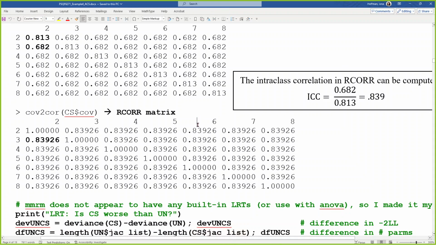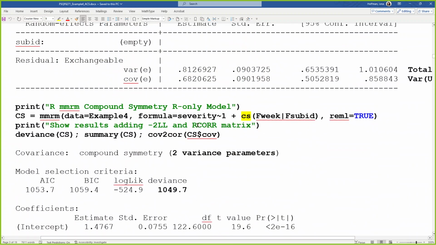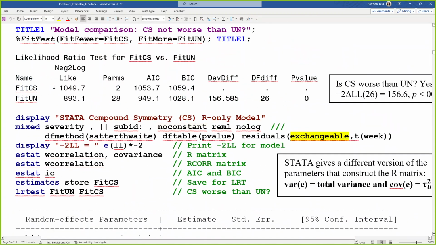This structure, though, does not do a good enough job reproducing the unstructured model as indicated by a likelihood ratio test. So 28 parameters in unstructured versus 2 in compound symmetry for a difference of 26. A chi-square value of -2 log likelihood difference of 156. P-value is 0 to many decimal places.